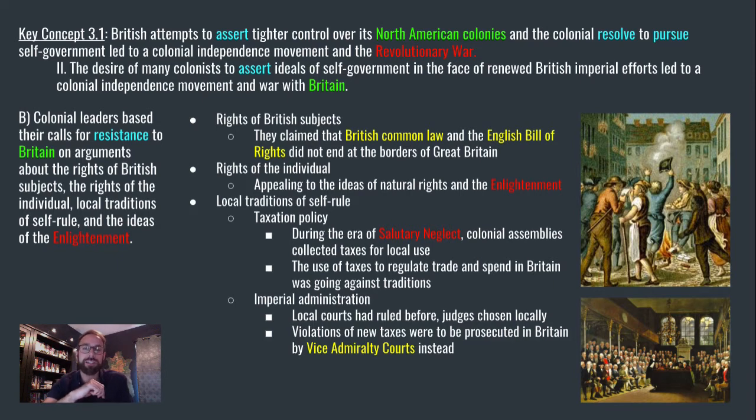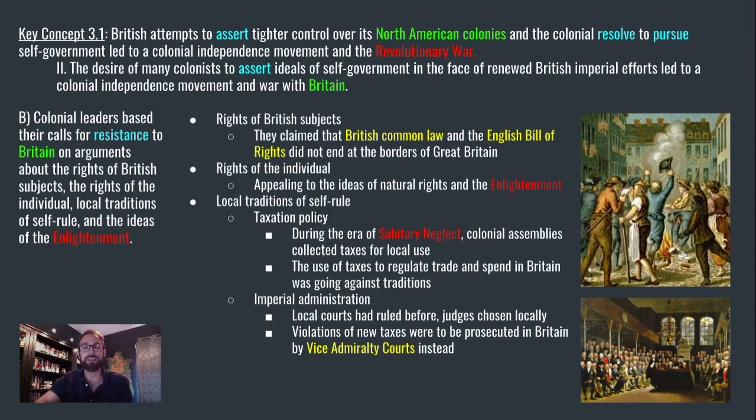And one of the big things is that term in yellow, the vice admiralty courts. What this said is that if colonists were caught smuggling and violating these new taxes, they were no longer going to be tried by their own judges in their own colonial courts. They were going to be sent back to Britain to be tried in an imperial court where there was no local jury that would understand, and there was no locally elected judge that might favor the colonists over the British Empire. Obviously, colonists did not like that.